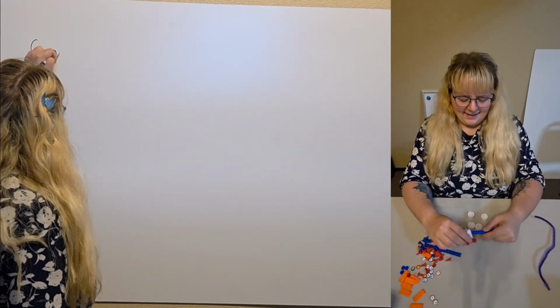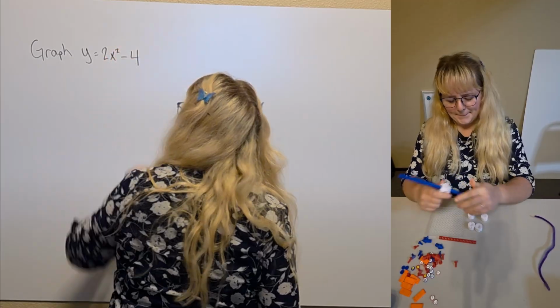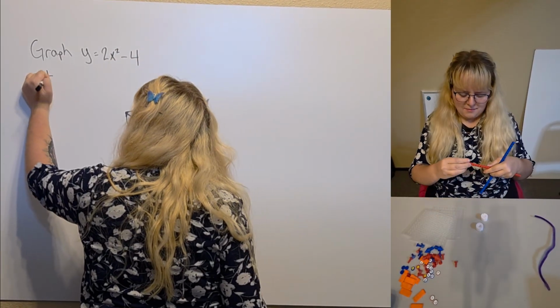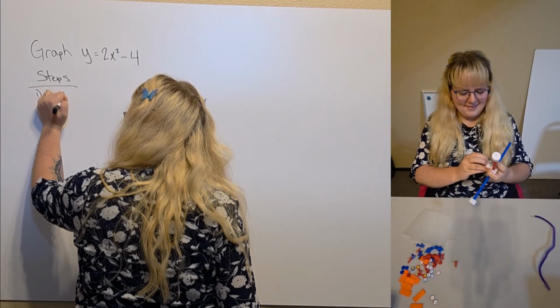The goal of today's video is to learn how to graph y equals 2x squared minus 4 using the tactile graph. This is a parabolic equation, so we need to work with 4 quadrants here when we're constructing our graph. First, we've got to outline the steps.